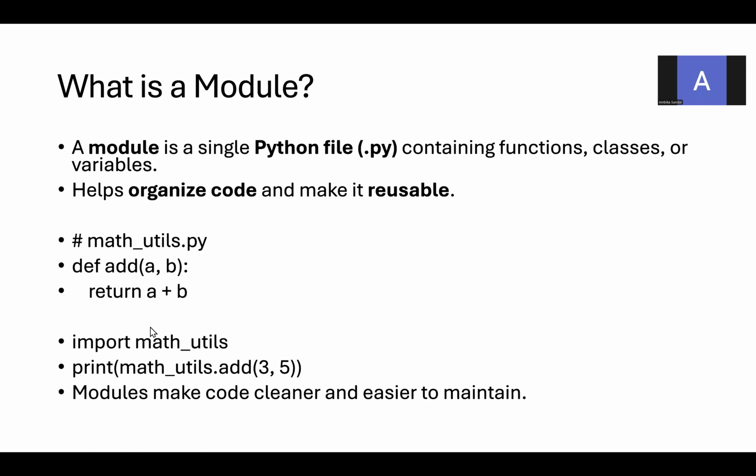math_utils.py is the Python file. Inside this, you have written the function add of a comma b. Now in the new Python file, you import this Python file name math_utils and print math_utils.add(3, 5). So whatever functions you have written here, you call here with the values. This is how a module works. Modules make code cleaner and easier to maintain.